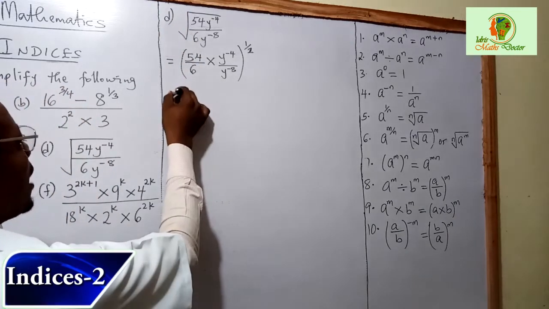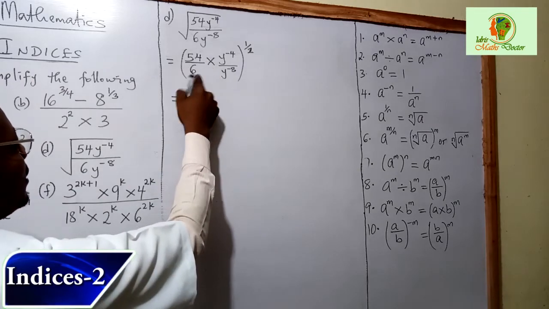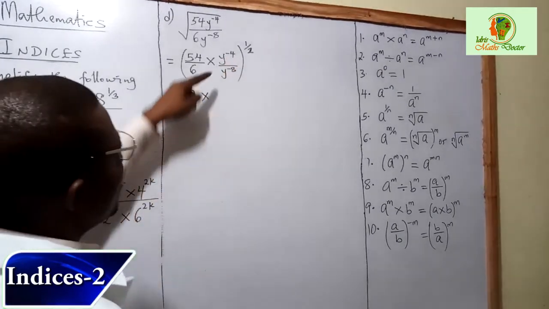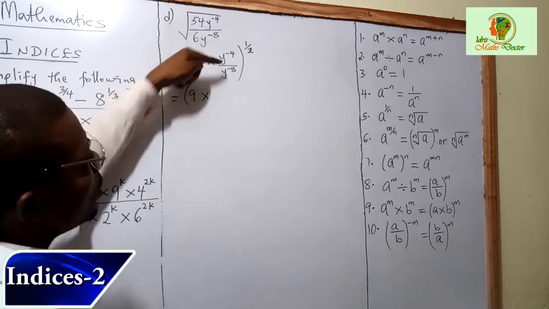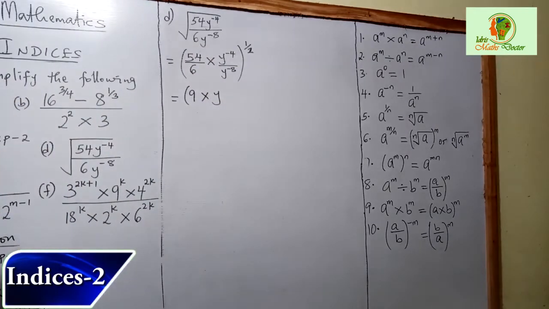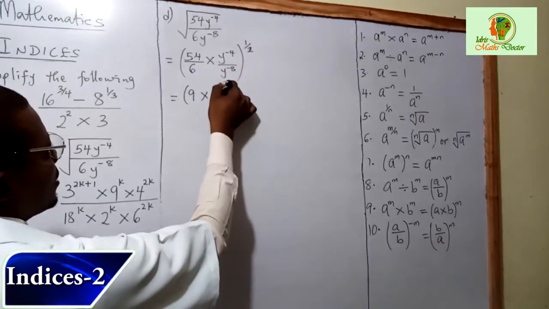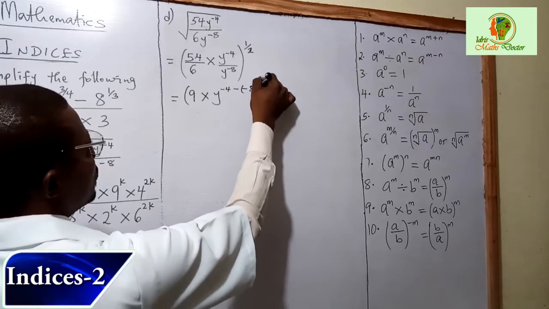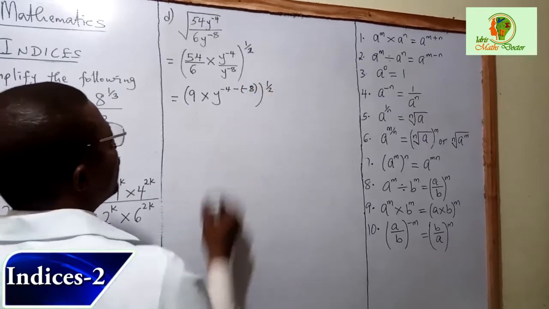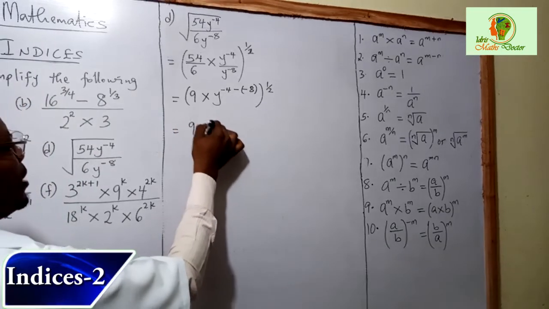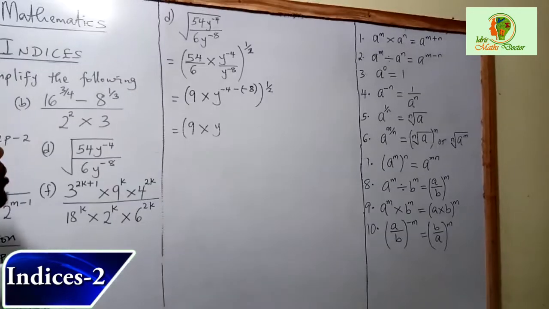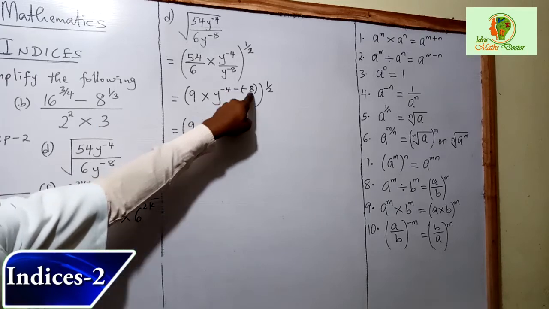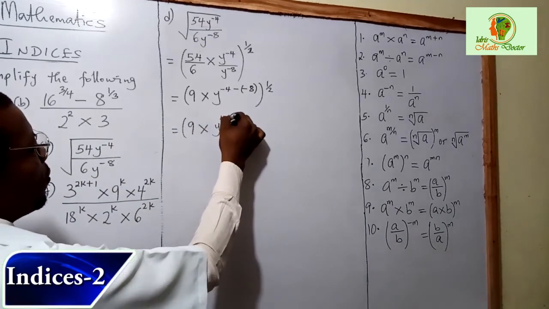Now, 54 divided by 6 will give us 9 times, apply law of indices to this, law number 2, the division rule, the base are equal, you will pick 1. And since the sign is division, you will do what? You will subtract the powers, that is minus 4 minus minus 8. Then bracket close, 1 over 2. So that gives us what now? 9 times y, minus times minus is what? Is plus. So minus 4 plus 8 will give us 4. All raised to power 1 over 2.